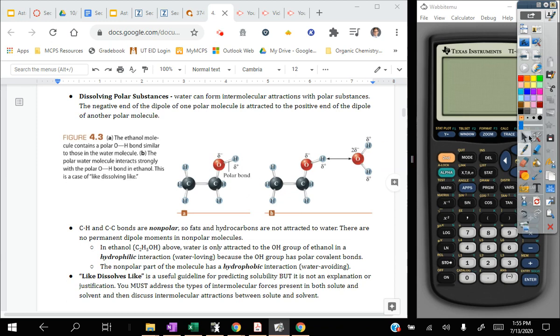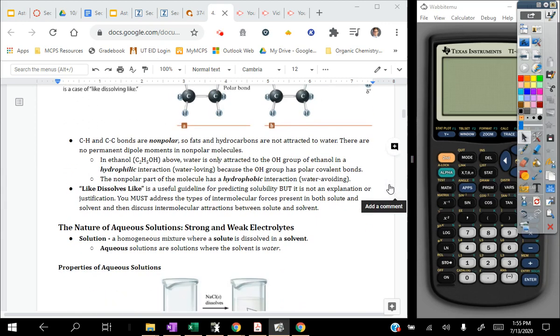We have a guideline we can use to help us determine whether or not something will dissolve. And this phrase, which you probably heard in first year chemistry, is "like dissolves like." It is a useful guideline for predicting solubility, but it is not an explanation or a justification. You must address the types of intermolecular forces present in both solute and solvent, and then discuss intermolecular attractions between the solute and solvent. It also helps to discuss thermodynamic favorability as a result of overcoming solute-solute attractions, solvent-solvent attractions, and then forming new solute-solvent attractions.